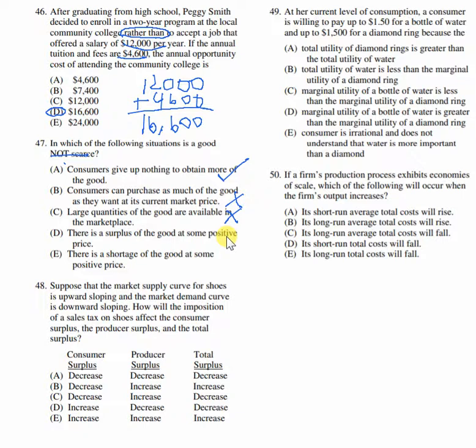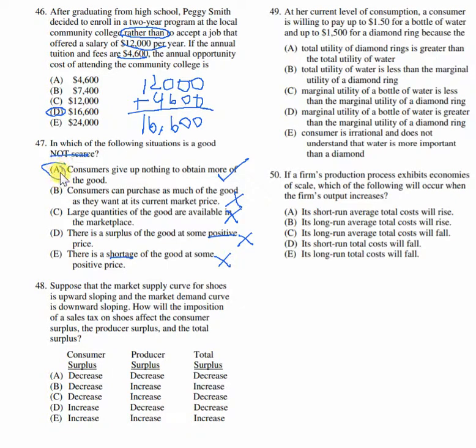There is a surplus of the goods at some positive price. Positive price means you have to pay for it. Again, that makes it scarce. And finally, there is a shortage of the good at some positive price, and a shortage makes it even more scarce. You can't even get as much of it, so that's not correct. So here the correct answer is A.